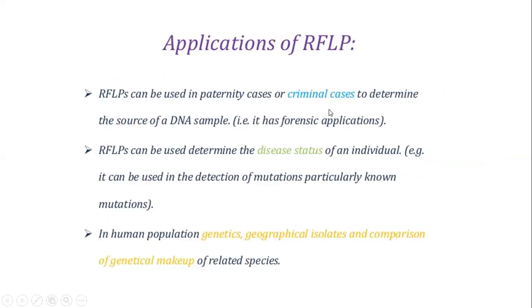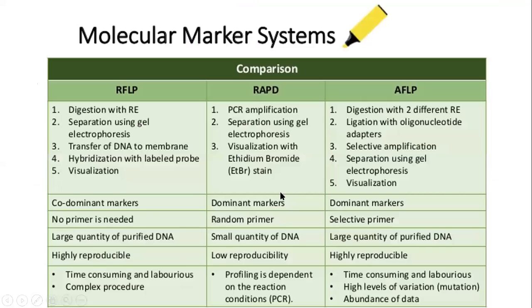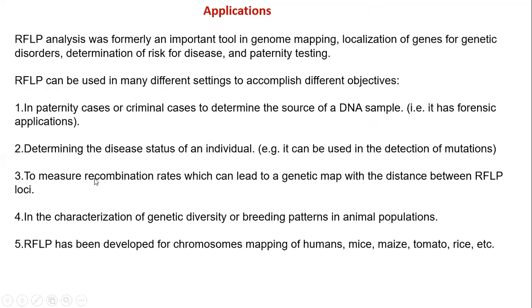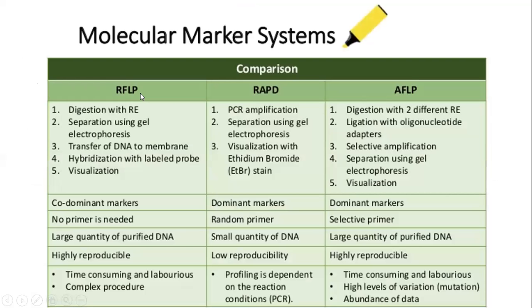For any marker, the application is DNA profiling or fingerprinting, criminal cases, disease status of an individual, and also polymorphism among human populations, which you can identify. Look into that and make notes of it. Thus, summarizing RFLP, I will make another video of some of the things we missed yesterday. I will make a 20 minute video and upload that.